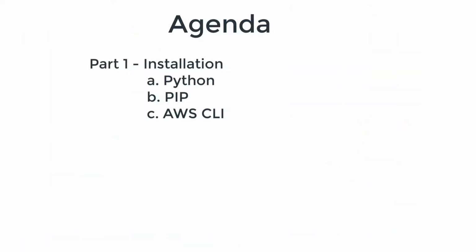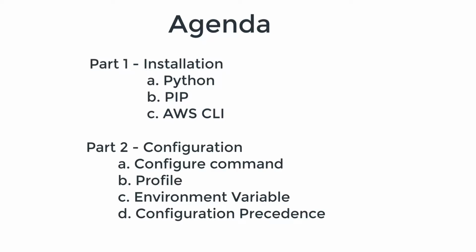So here's our agenda. First, we will install the CLI on Mac computer. Then we will configure the CLI in several different ways to connect to the AWS account, starting with the configure command. Then we will set up named profiles and use environment variables to save your configuration settings on your computer. Finally, we will discuss the precedence that AWS CLI uses when it comes to various configuration methods.